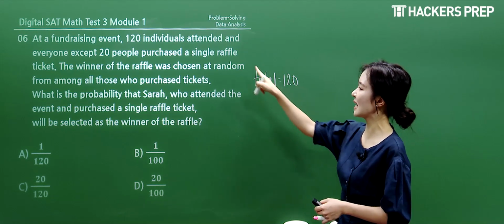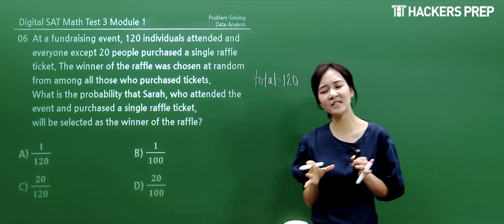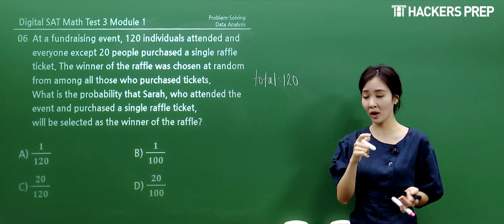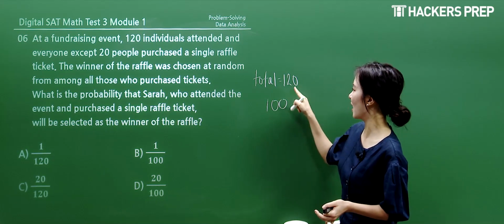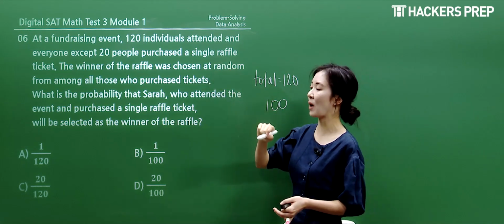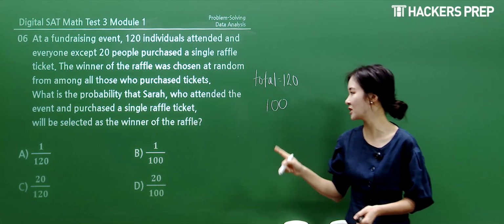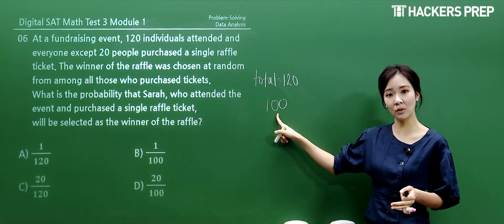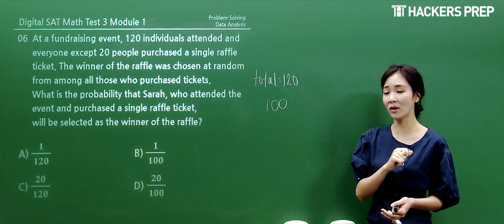Okay. Now it says everyone except 20. The phrase everyone except 20 means 120 minus 20, which is 100. So everyone except 20 would be 100 people. They purchased a single raffle ticket, so a single raffle ticket means there are no doubles or triples, no repeats. Each of the 100 members only has one raffle ticket.